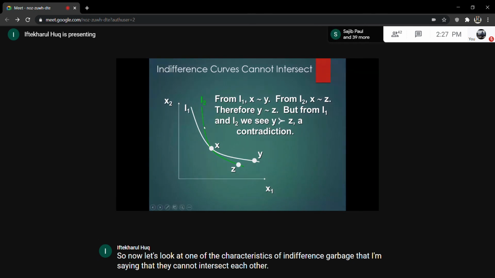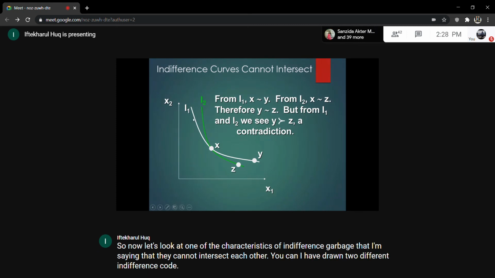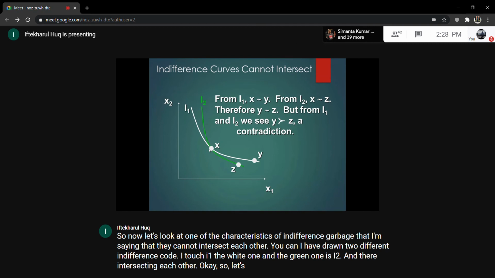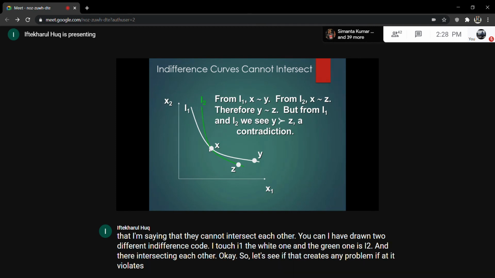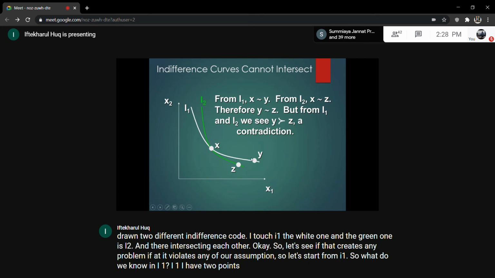Here, see, I have drawn two different indifference curves. One is I1, the white one, and the green one is I2. And they are intersecting each other. Okay, so let's see if that creates any problem, if it violates any of our assumptions. So let's start from I1. What do we know in I1? In I1, I have two points, X and Y.